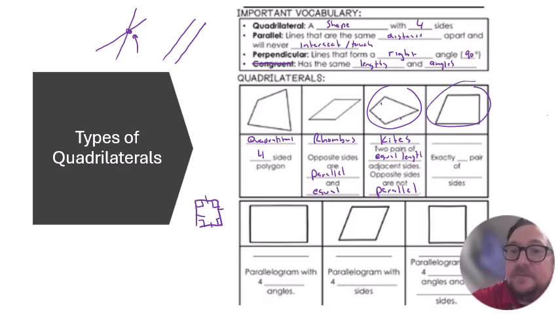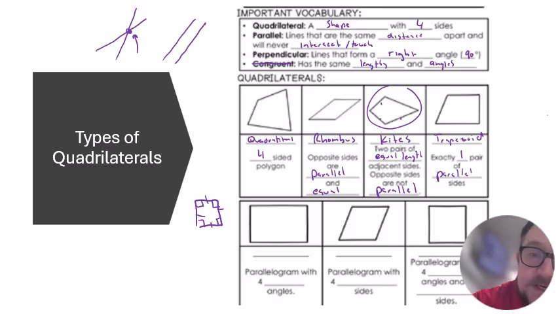Now let's look at this shape. This has exactly one pair of parallel sides. If I look at the top and the bottom, I can see that these are parallel lines. But if I look at the left and right, this and this are not parallel. So if there's only one pair of parallel sides, it's a trapezoid. If you see a quadrilateral with one pair of parallel sides, it's a trapezoid. If it has no parallel sides, it's a kite.